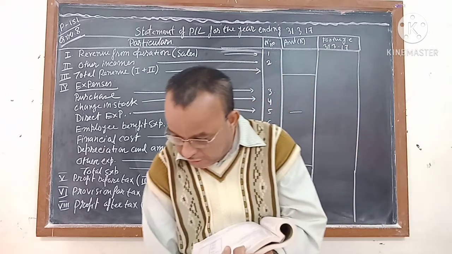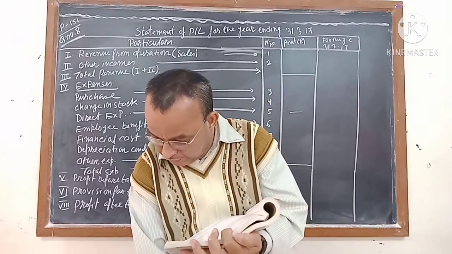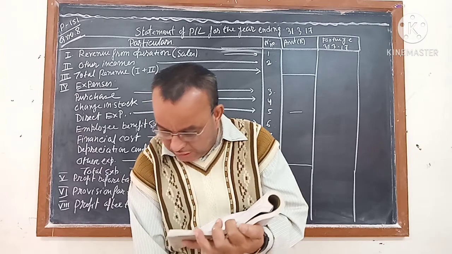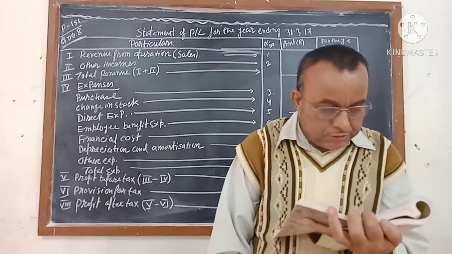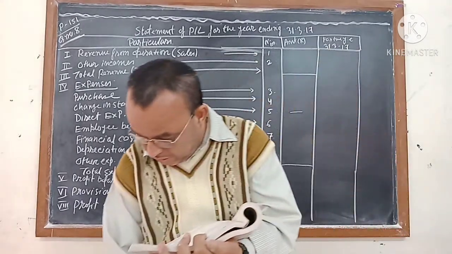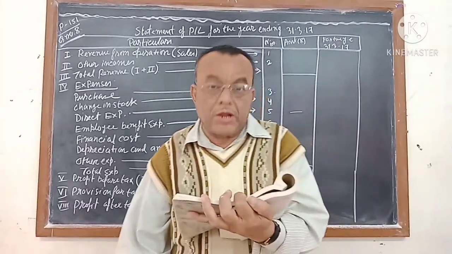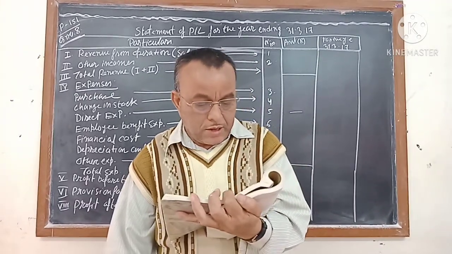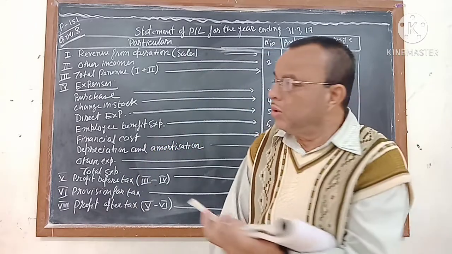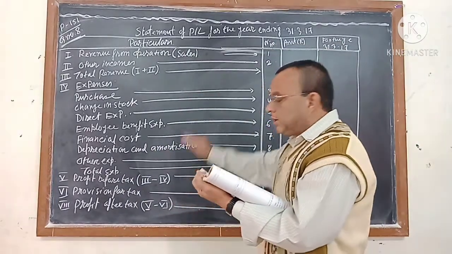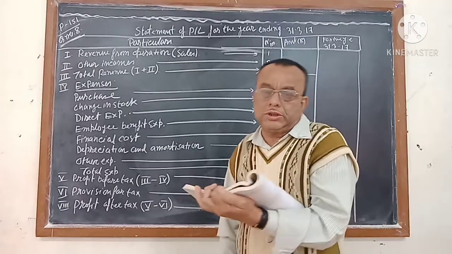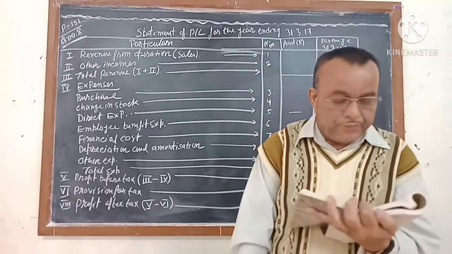Depreciation and amortization, that you have already seen. Office and other expenses is 15,600, other expense. And depreciation and amortization is there. And provision for tax, what do you have to do? Once you write the format, now I have to write the amount. Nothing else, the whole sum will be completed.